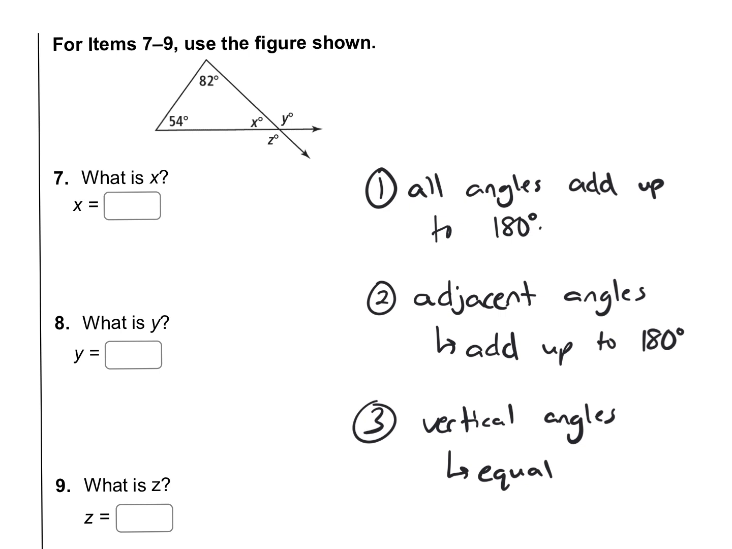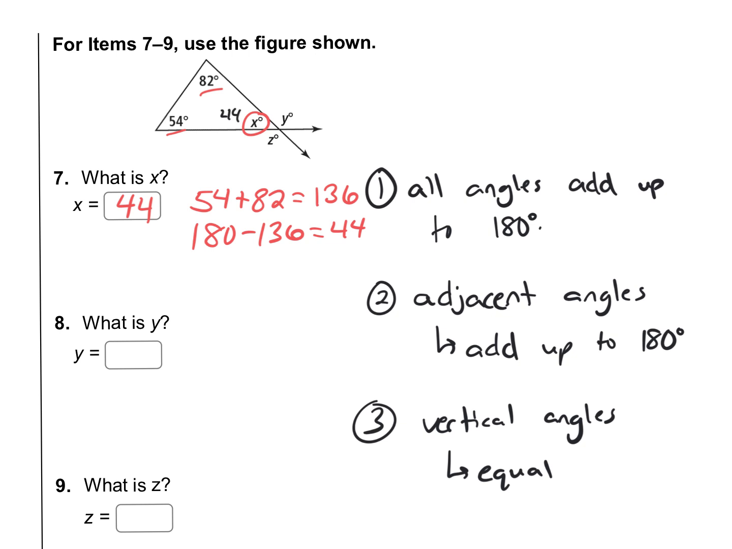Yep. Okay, so using those 3 ideas, which one can I find first? X. How do I find X? Yep. I know 2. I can find the third, so I do 54 plus 82 is 136, and then 180 minus 136 is 44. So I have 44 for X. Once you find one of them, I would put it in the picture, so it helps you find the others.